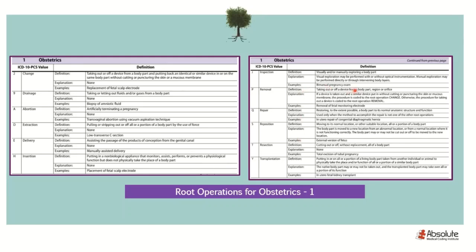Inspection. This is visually and or manually exploring a body part. Removal, taking out or off a device from a body part, region, or orifice. Repair, this is restoring to the extent possible a body part to its normal anatomic structure and function.